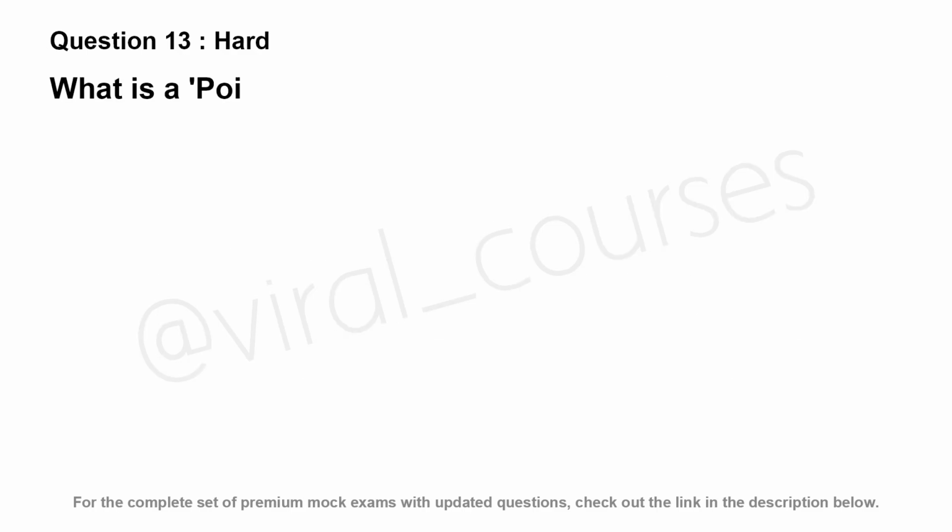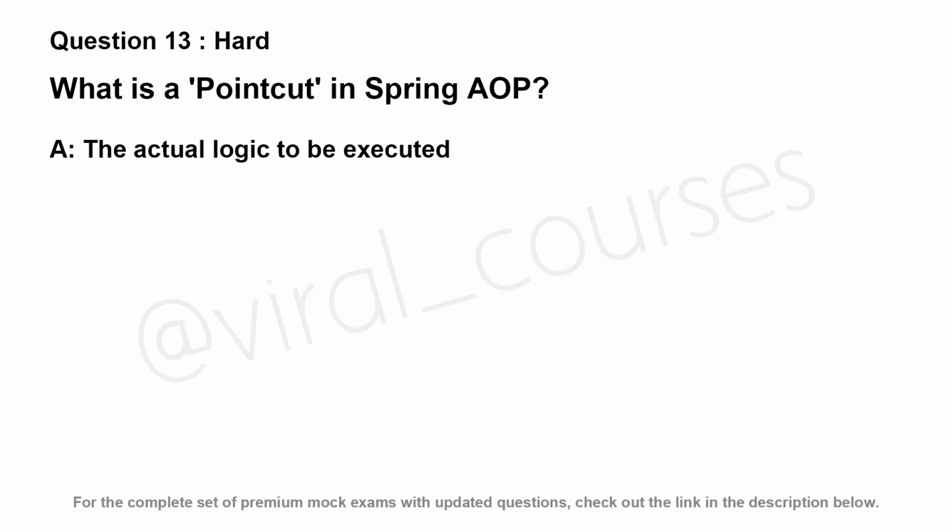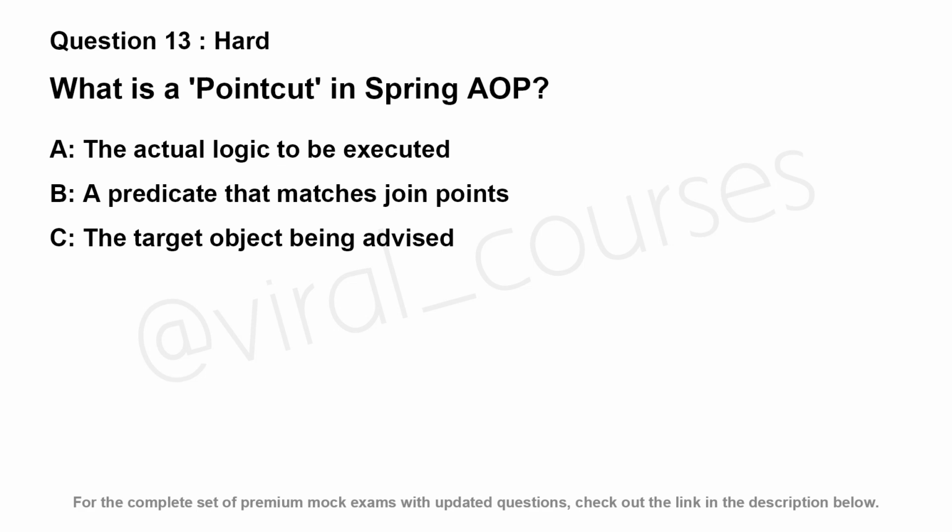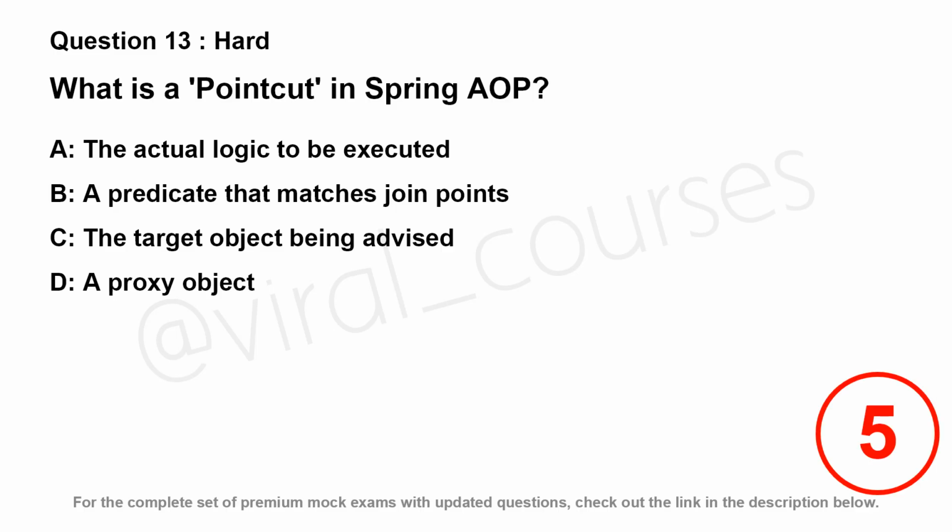What is a pointcut in Spring AOP? Option A, the actual logic to be executed. Option B, a predicate that matches join points. Option C, the target object being advised. Option D, a proxy object.